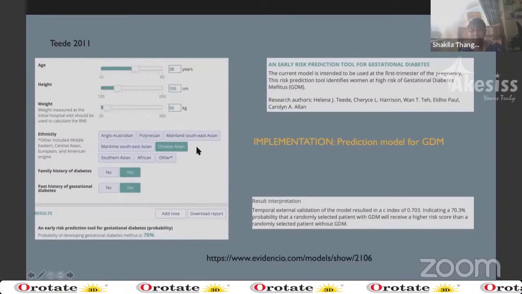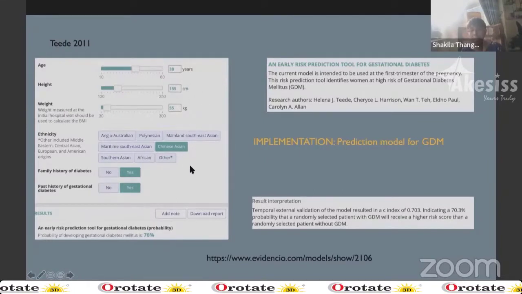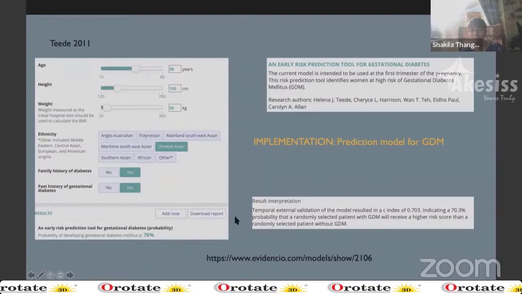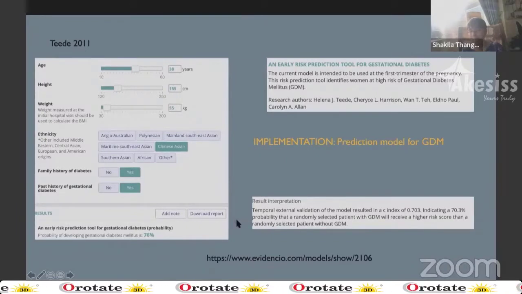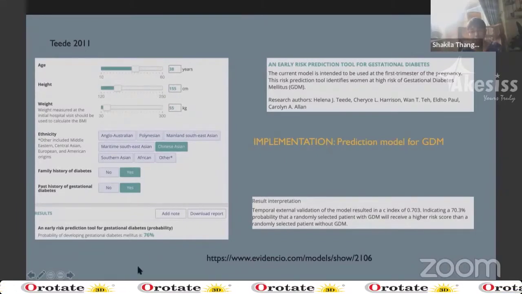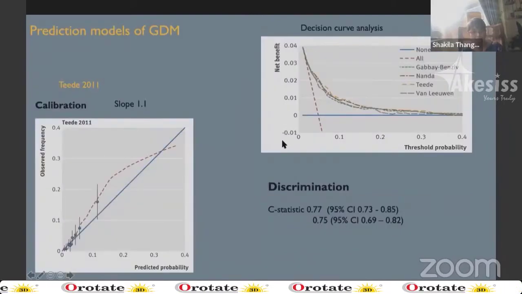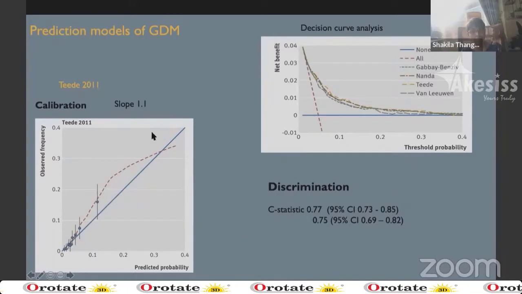These are simple things that we take into account in everyday clinical practice, but it will give you a specific probability of risk. And the model did perform. It has got a really good calibration. What it predicts is what you observe. So these are the two measures to look at the performance of prediction models.